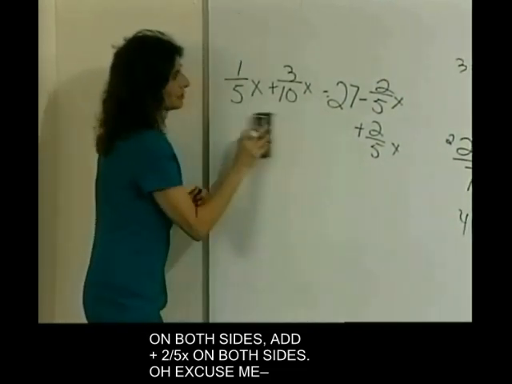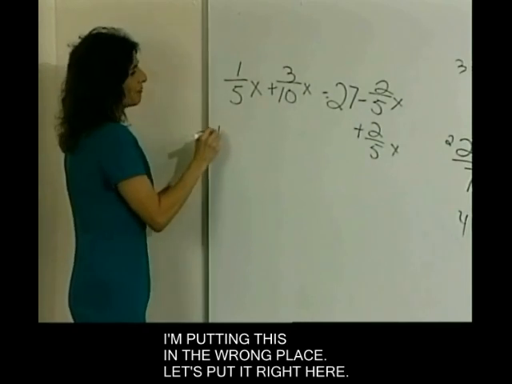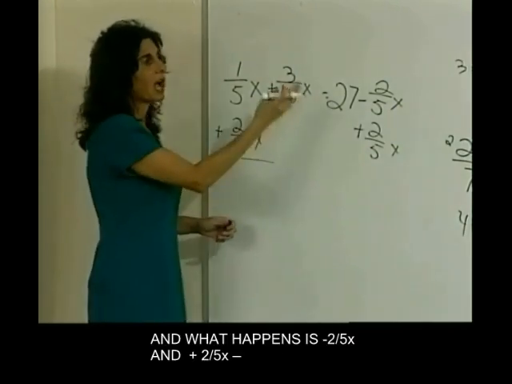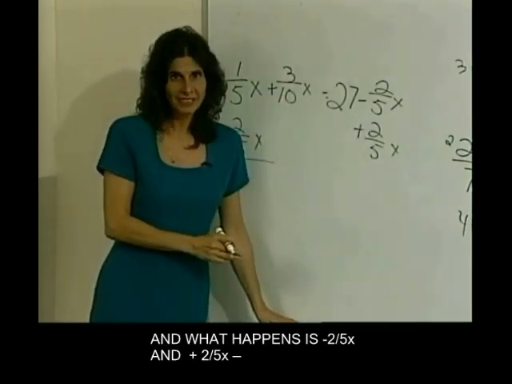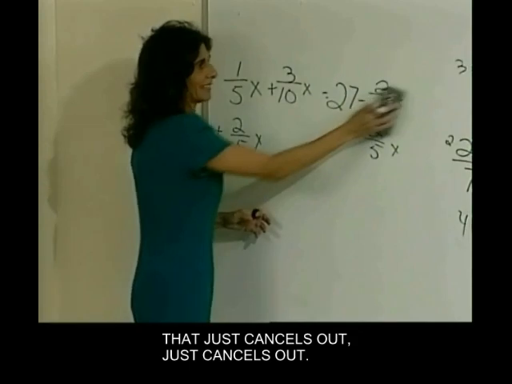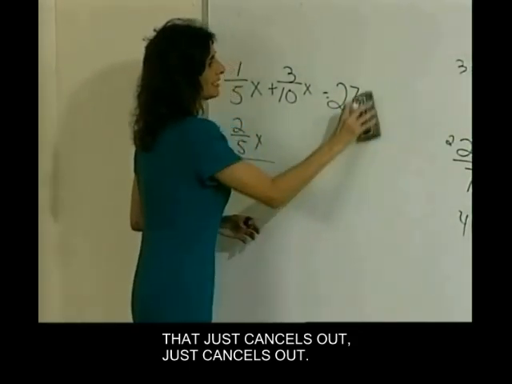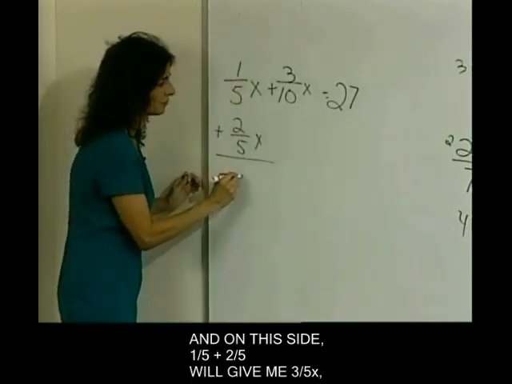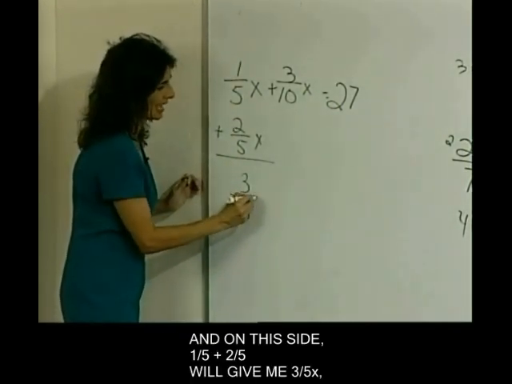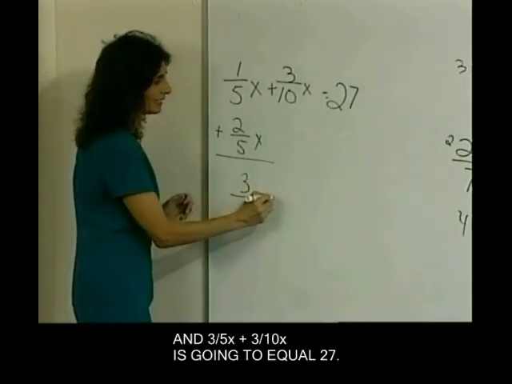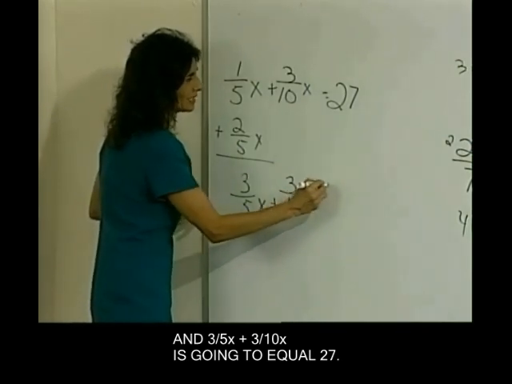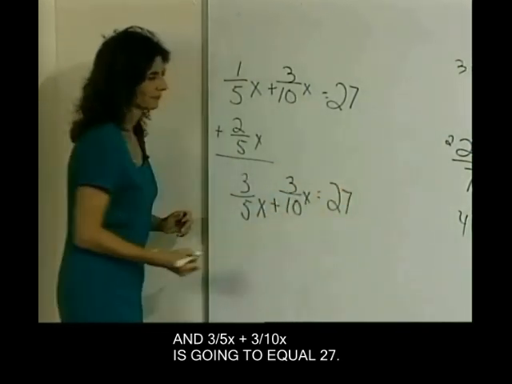Oh, excuse me, I'm putting this in the wrong place. Let's put it right here. Add a positive 2/5 x on both sides. And what happens is a minus 2/5 x and a positive 2/5 x just cancels out. And on this side, 1/5 plus 2/5 will give me 3/5 x. And 3/5 x plus 3/10 x is going to equal 27.